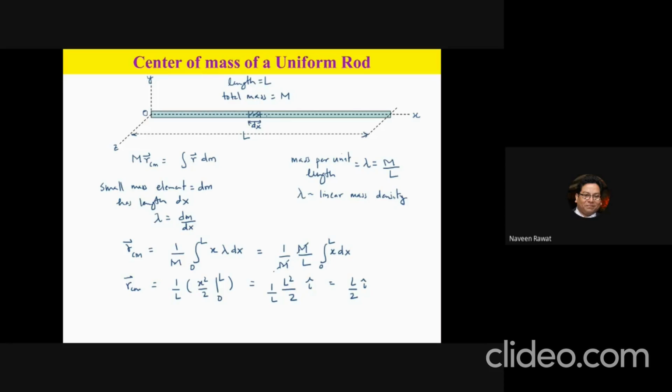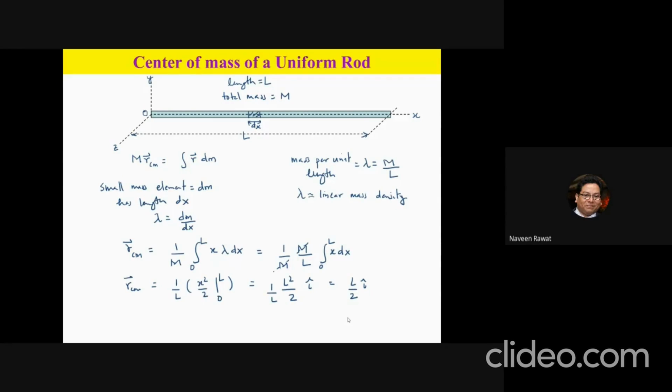That would mean that if I just keep a finger here, or if I want to balance this rod on an edge, all I have to do is move that edge to the center position, and that will just balance this entire rod, and this rod will not fall over. Because that point at the L by 2 value is the point where all the mass is concentrated.